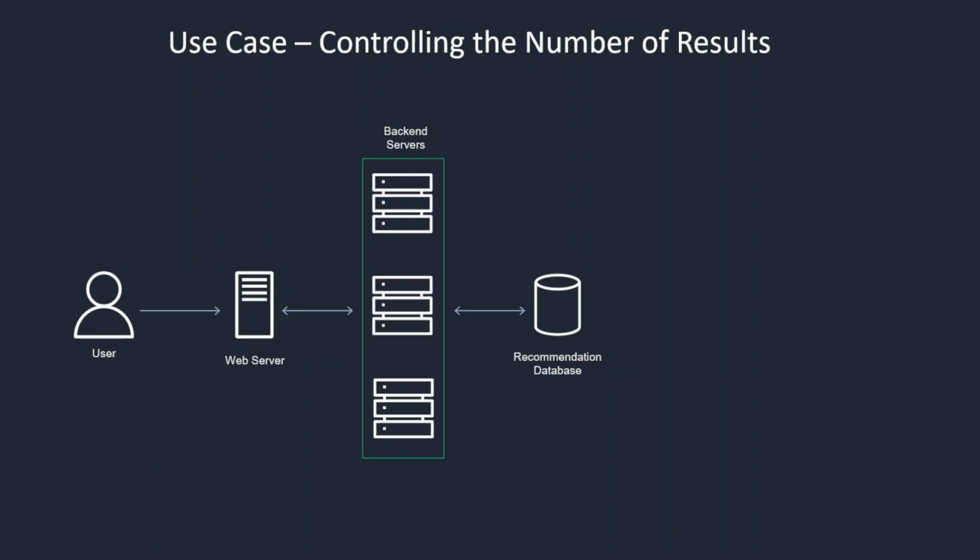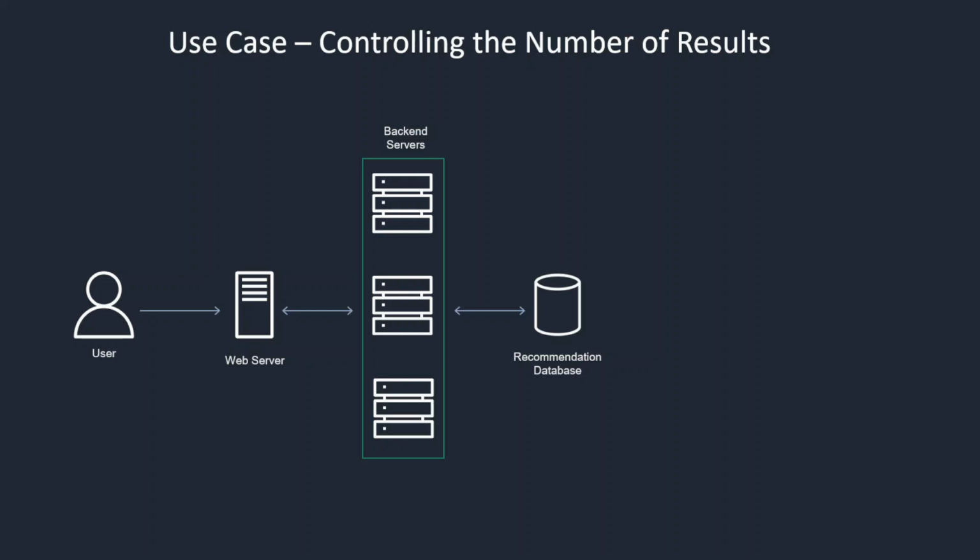So in this case we have a web server that the user can interact with. When the user goes to the web server, it talks to the backend servers, and because this is a large system we have lots of backend servers, and then we have a database. In this case, it's a recommendation database. The backend servers are going to talk to this database, gather a bunch of recommendations, do some business logic on it to figure out which recommendations to show, and then return that to the user.